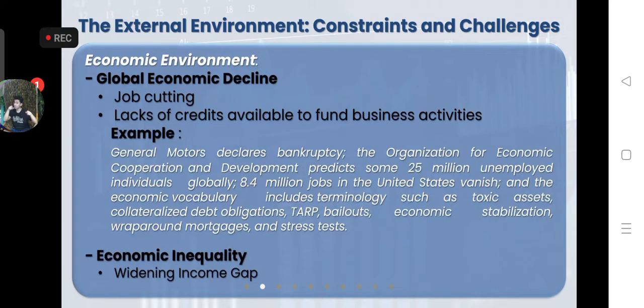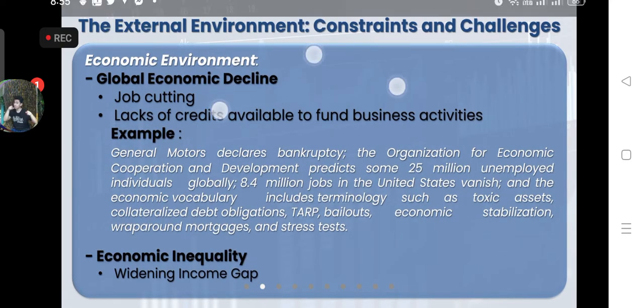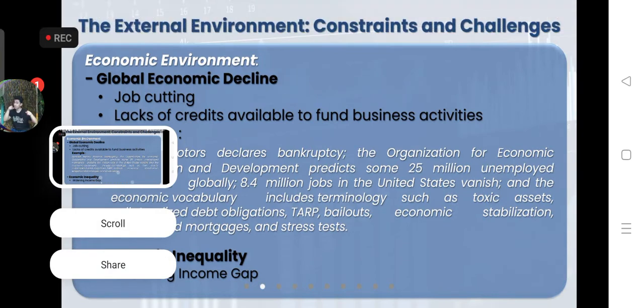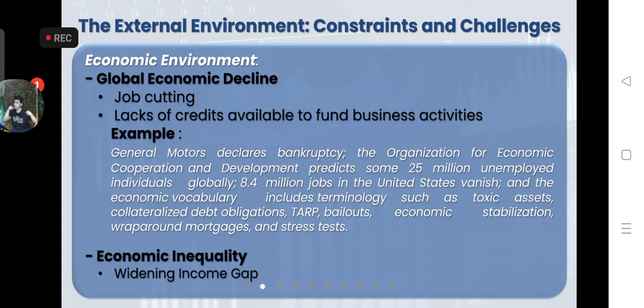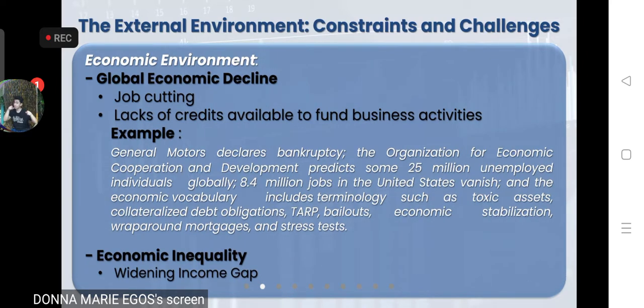So the economic environment includes global economic decline. Global economic decline is also known as global recession, which is an extended period of economic decline around the world. But not only globally, it can also happen in a specific country, which is also known as economic crisis or great recession. The best examples are job cutting, which means a reduction in the number of jobs in an organization, and lack of credit available to fund business activity, in which the inability to get funding will inhibit your business's ability to purchase assets and resources needed for the organization.